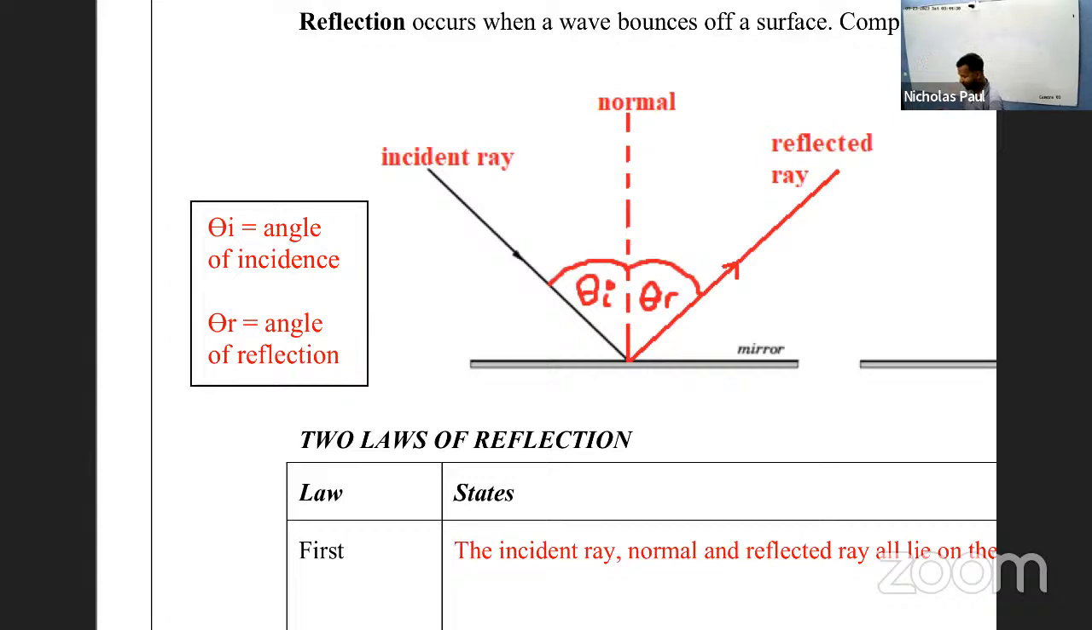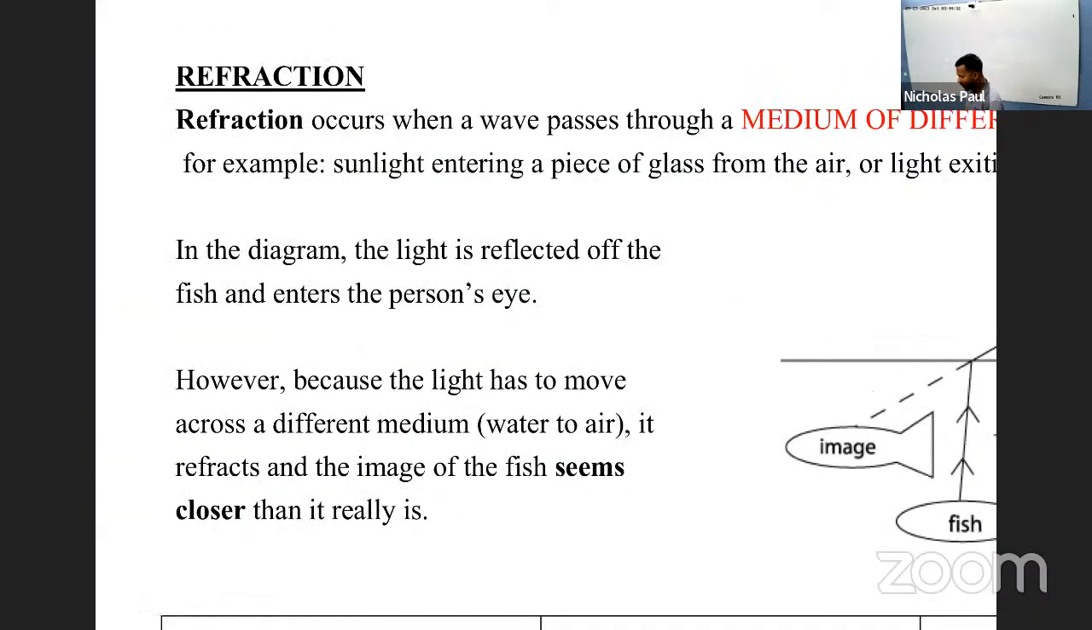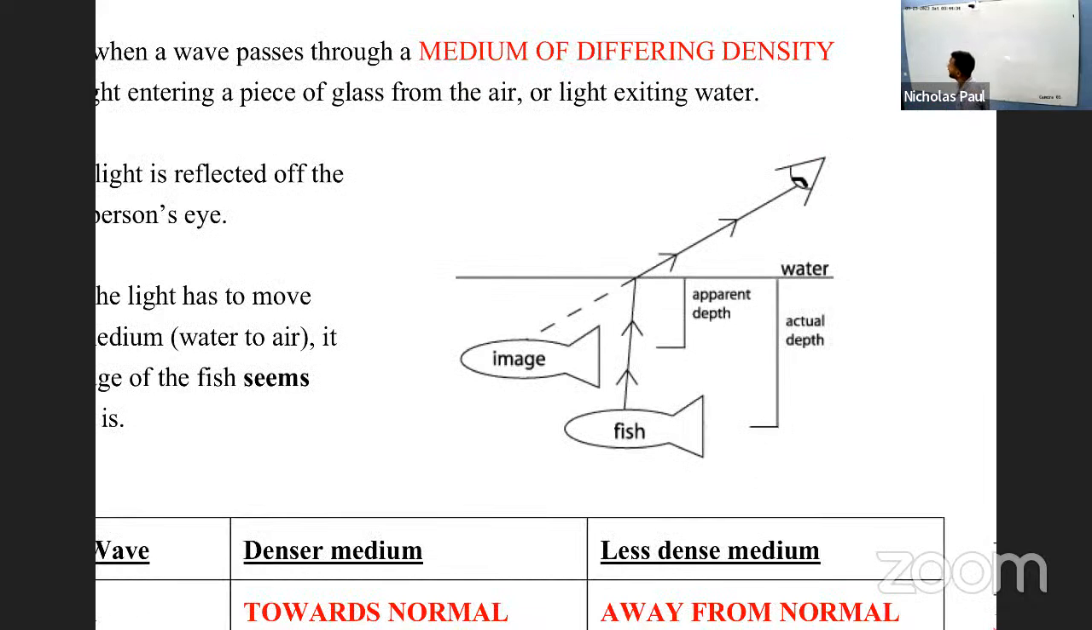Now the next phenomenon is refraction. Look at that ray of light leaving the fish. What happened to the ray of light? It didn't stay straight, right? It bent. So refraction is the bending of light. So that's phenomenon number 2. That is called the refraction of light.